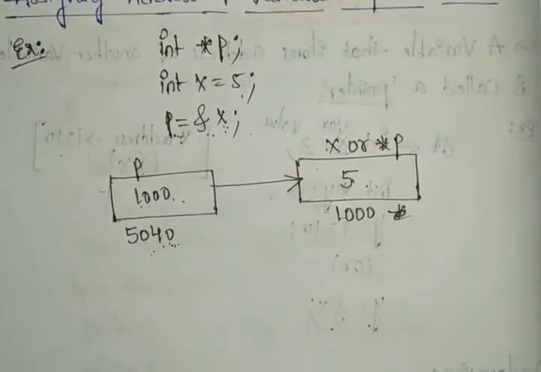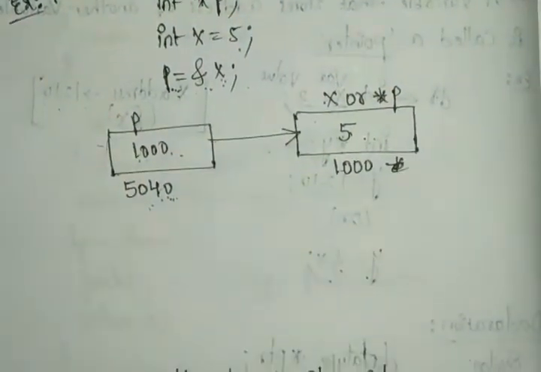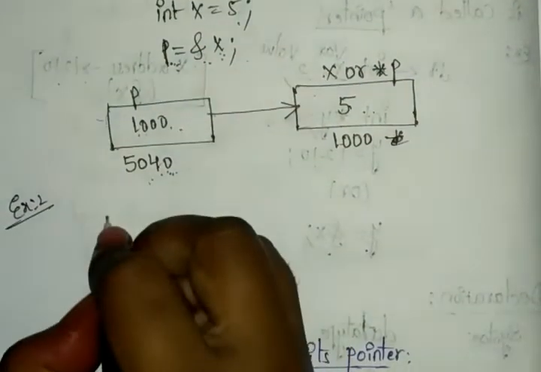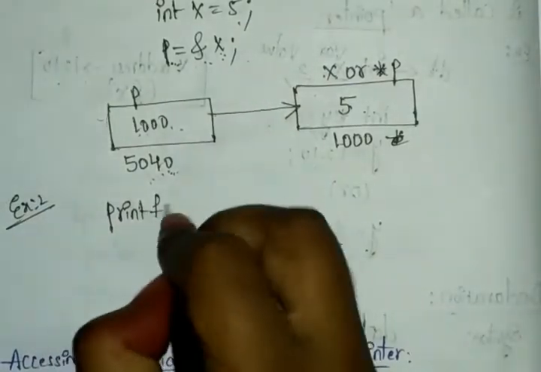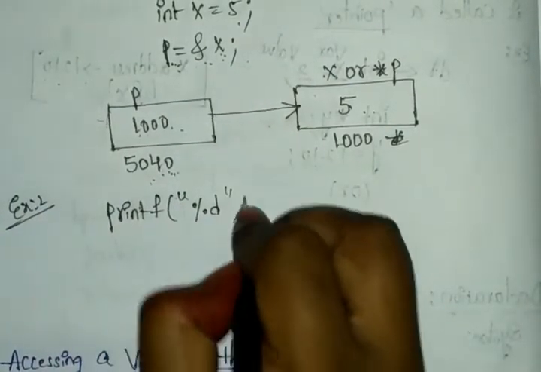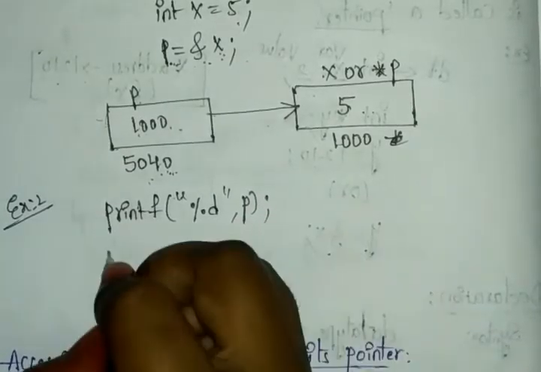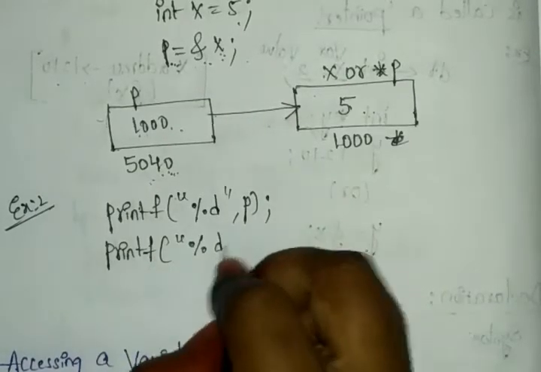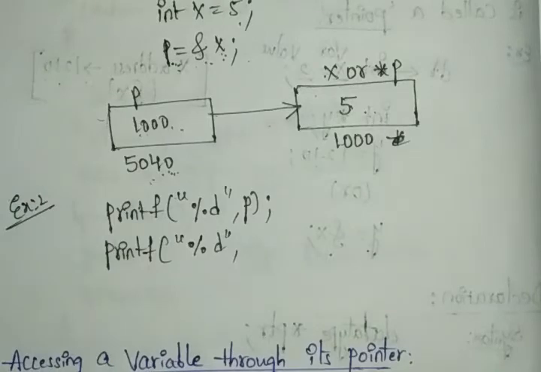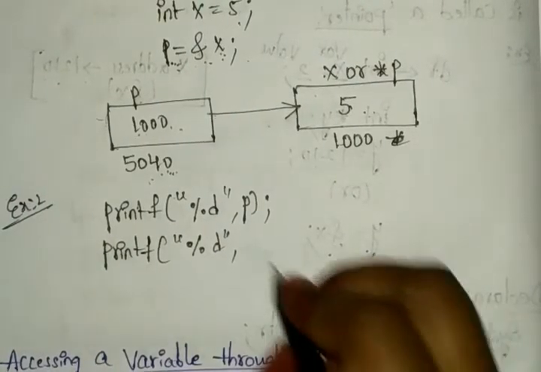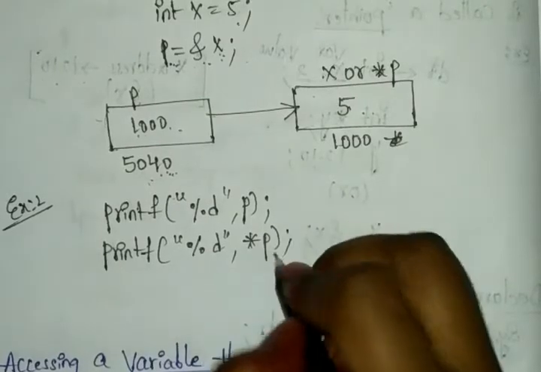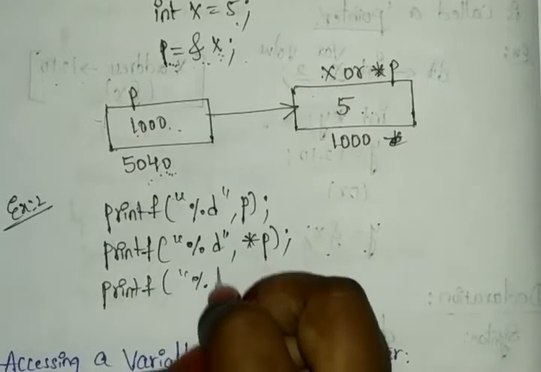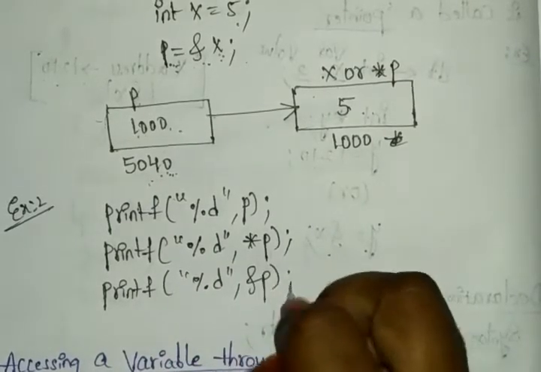Or else here you can see another example. For example, I am taking example 2. printf percentile d comma p. And next here printf in the program, how it will be displayed: I am writing percentile d, the access specifier to define our integers, right? And next here we have the pointer p and printf. The printf will be having percentile d and the pointer p I am doing.